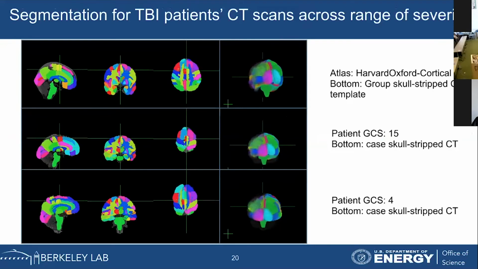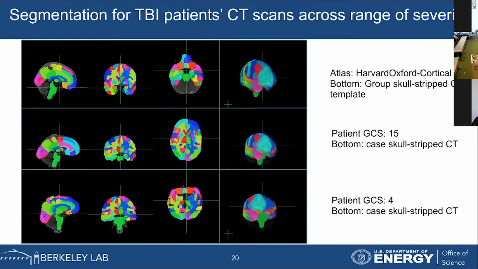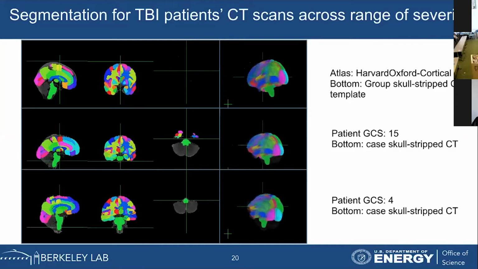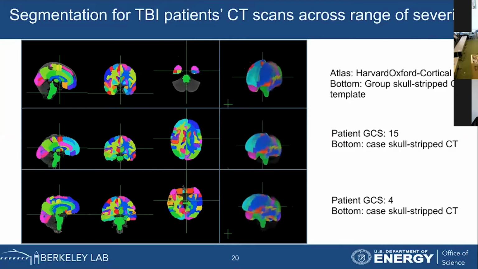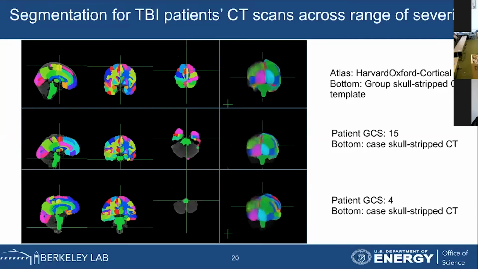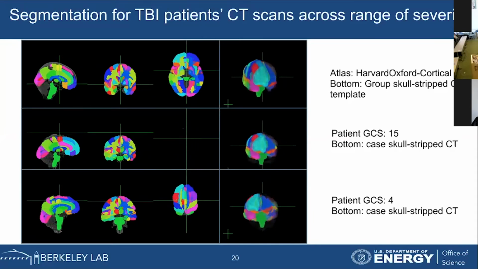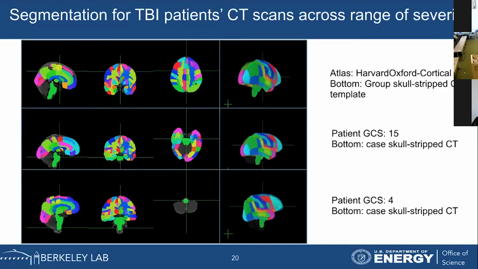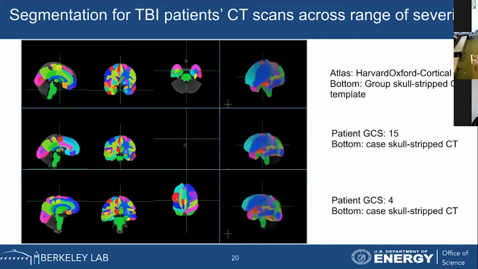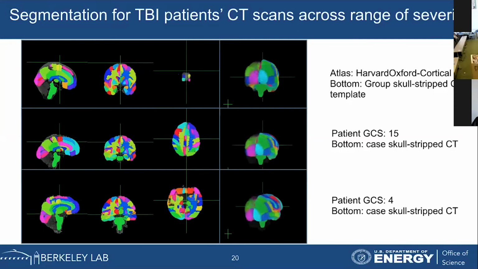So now what you see is the segmentation result across a range of severity or TBI conditions. On the first row, what you see is the typical atlas we obtained by combining the cortical and subcortical labels. And then on the second row, you see a mild patient's segmented brain, and on the bottom, you see a severe patient. And what we've shown in this slide are all in the physical space. So that's why you see the different shape of the brain, which is the real case.